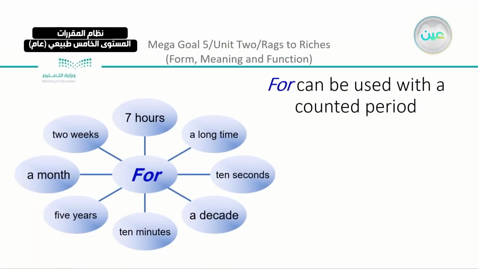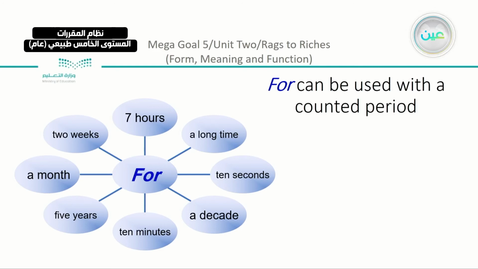On the other hand, we have here for. If you can see that for is used with numbers. It has to be counted. We have here, for example, 7 hours. A long time is counted. Why? Because we have here a, which shows that it is 1. 10 seconds, a decade, 10 minutes, 5 years, a month, and 2 weeks.